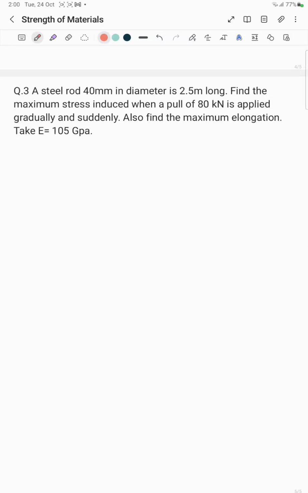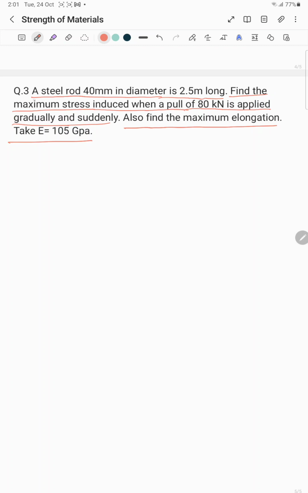Hello everyone. So this is my third question based on strain energy. Here is the question: a steel rod 40 mm in diameter and 2.5 meter long. Find the maximum stress induced when a pull of 80 kilonewton is applied gradually and suddenly. Also find the maximum elongation. Take E equal to 105 gigapascal.